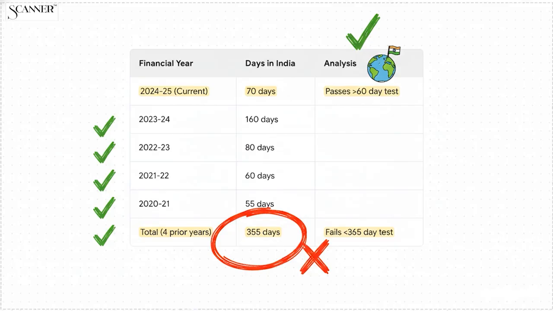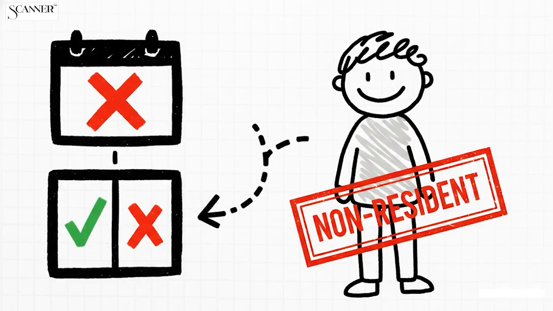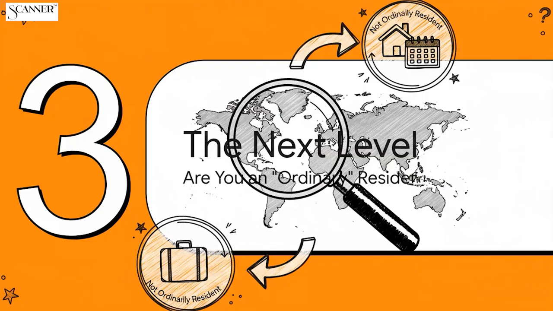So he fails the second condition. And because you have to meet both parts of that test, Andy is officially a non-resident for that year. See how that works? Failing just one of those two conditions changes everything for him. Now hold on, because being a resident isn't actually the end of the story. There's another layer to this.